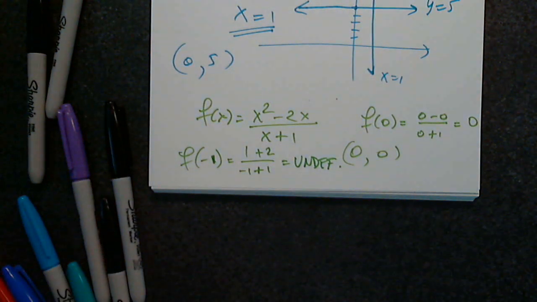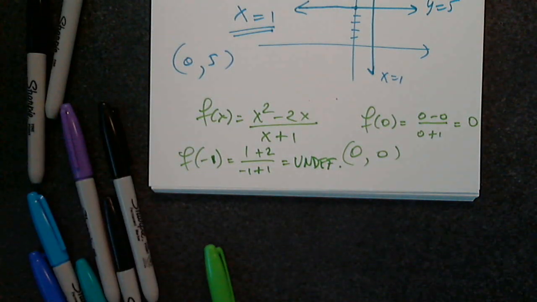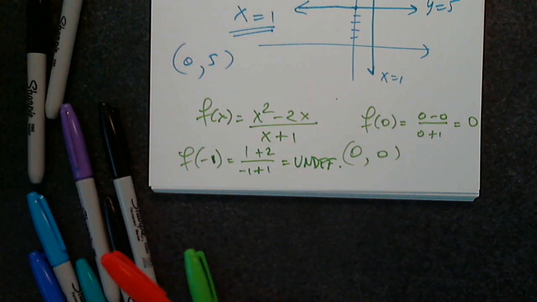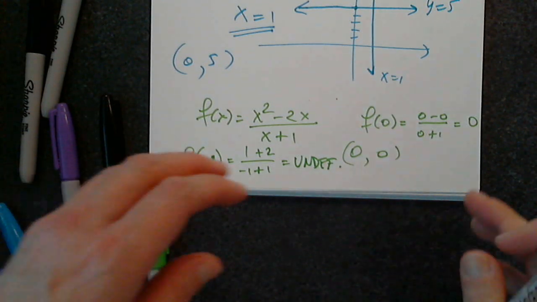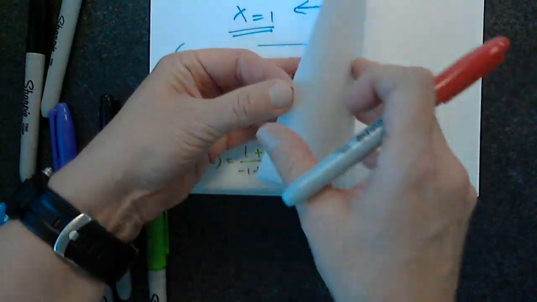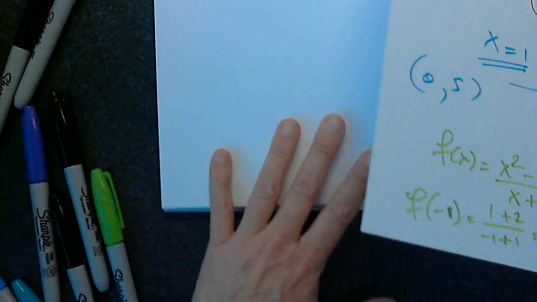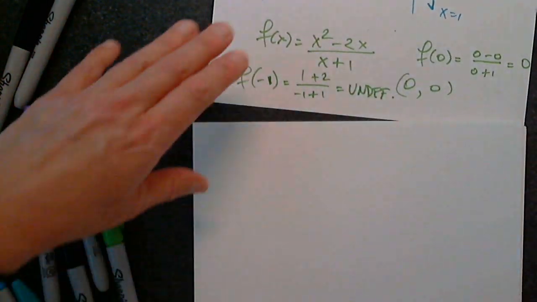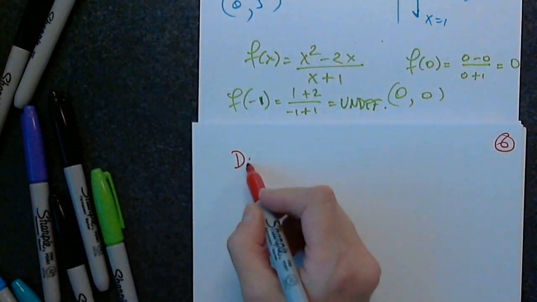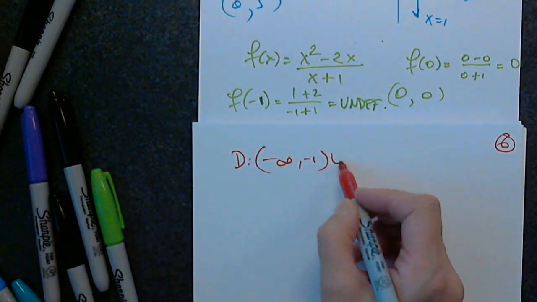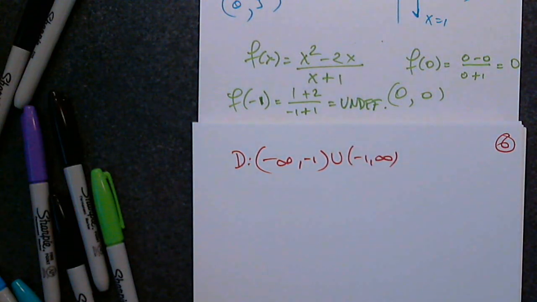What is the domain of this function? Let's suppose we're asked to find the domain. What will be the domain? Basically, every x value except for negative 1. Awesome. We have to put that in writing. Excellent. Great job. So then the domain for this function is negative infinity to negative 1, union, negative 1 to infinity. Great job.